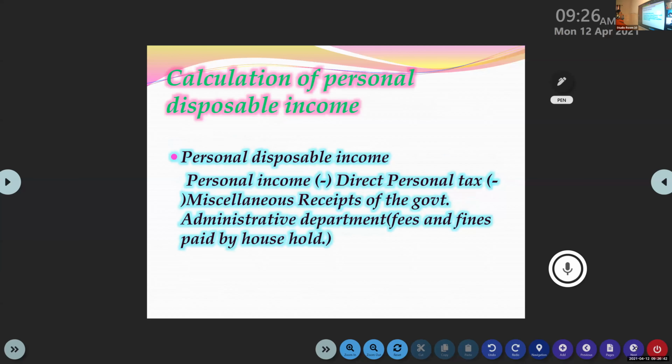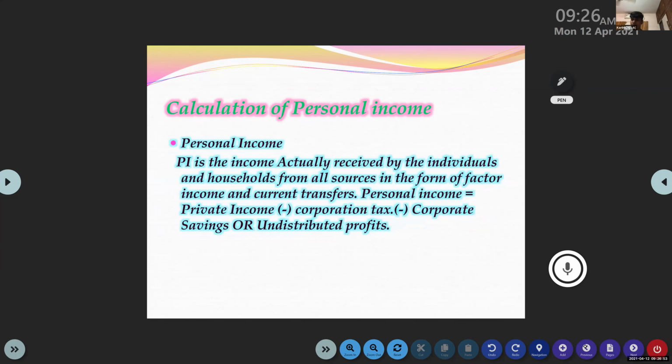Okay. Next one. Calculation of personal disposable income equation is here. Personal disposable income, sir told you that. Can you show the previous slide? Yeah, one minute. Yeah, here it is.